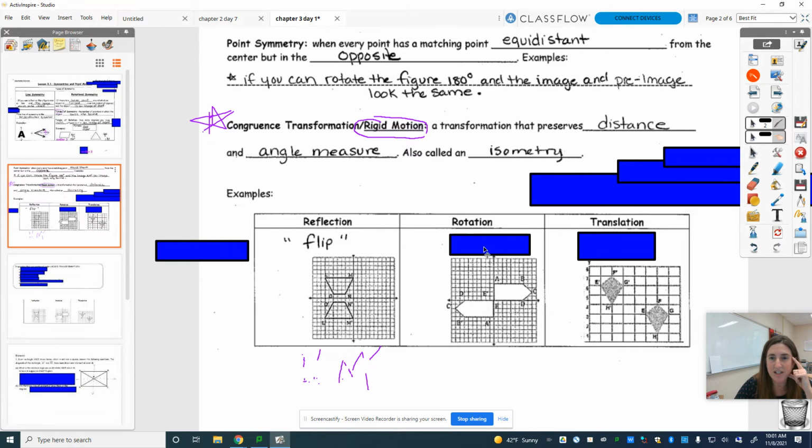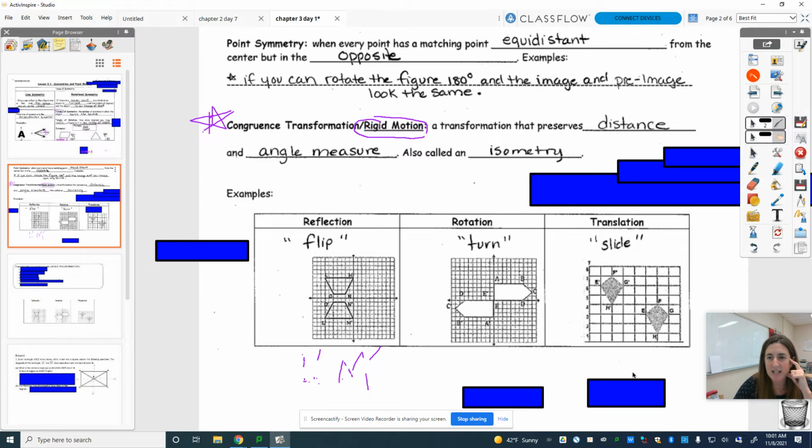A rotation is a turn. See how the shape was here, and now it's over here? It turned around, that's a rotation. And a translation, somebody just slid it, there it is. It's a slide of a figure. Angles don't change size. The lengths of the sides don't change size. Those are 3 examples of rigid motions. They make the image congruent, or the same size and shape as the original one.